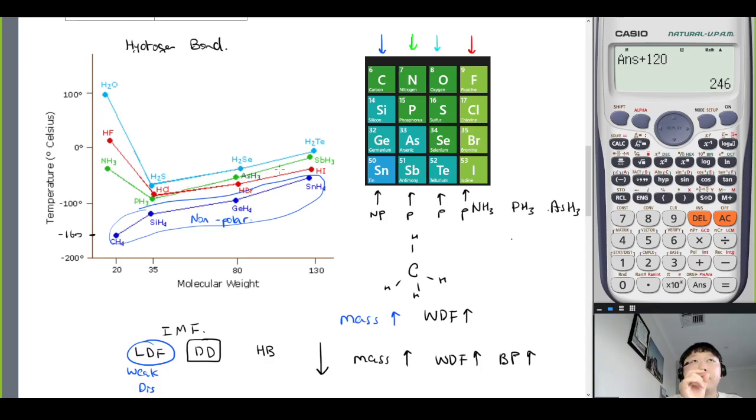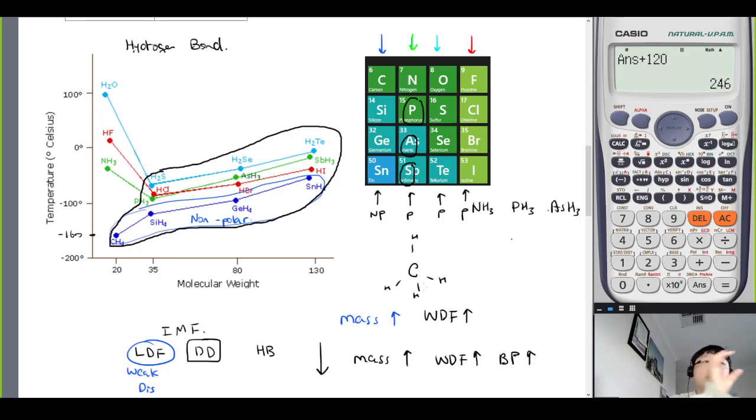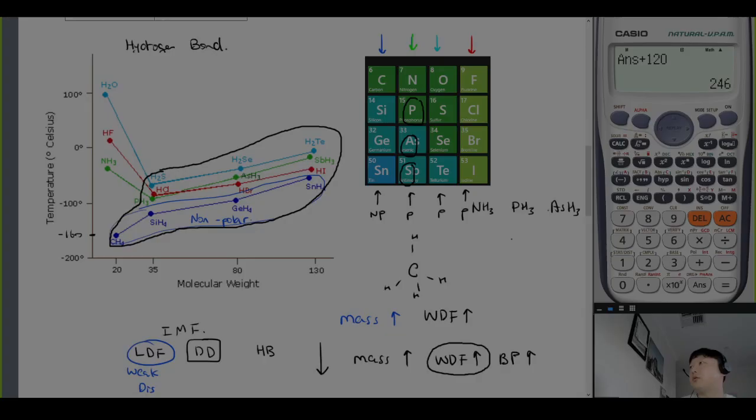So the green line also exhibits this increasing boiling point trend, right? Why does the boiling point increase as you move down? Because it's getting heavier, right? And all of this is showing you that as the mass increases, the boiling point increases because the weak dispersion force is increasing. Okay? Except the light blue, the red and the green, they not only have the weak dispersion forces, they also have the dipole-dipole because they're polar. Okay? So let me draw this again.